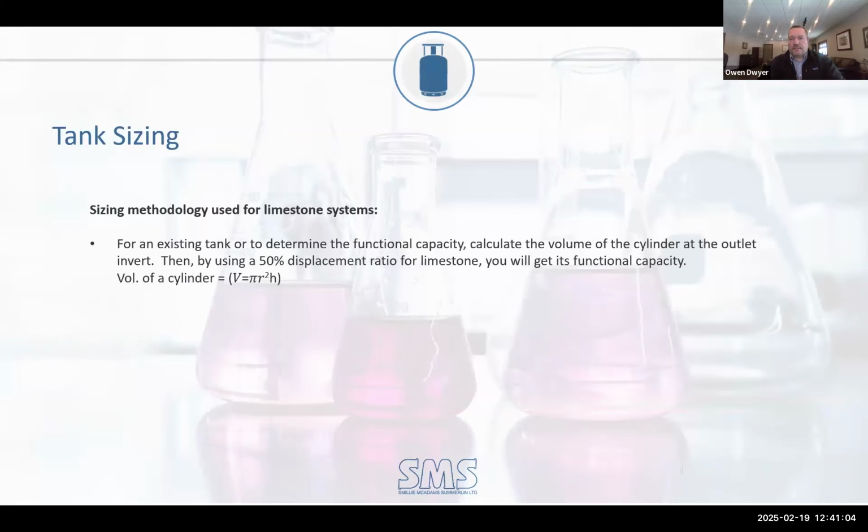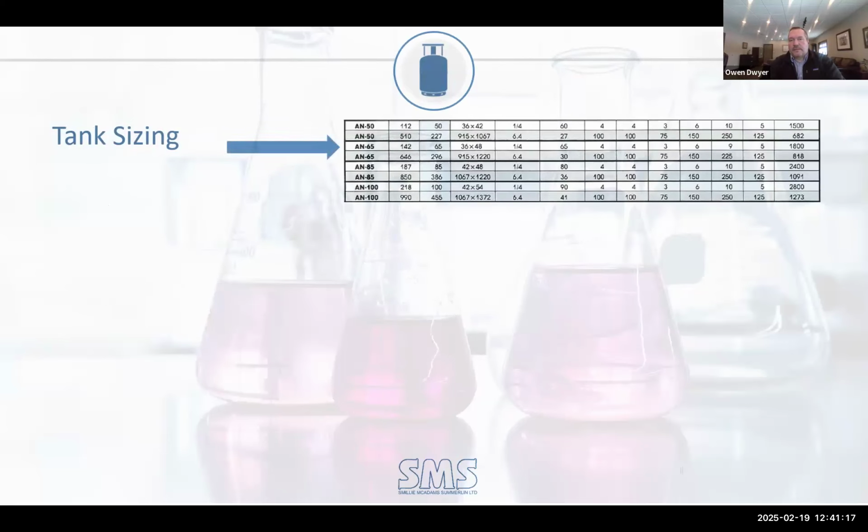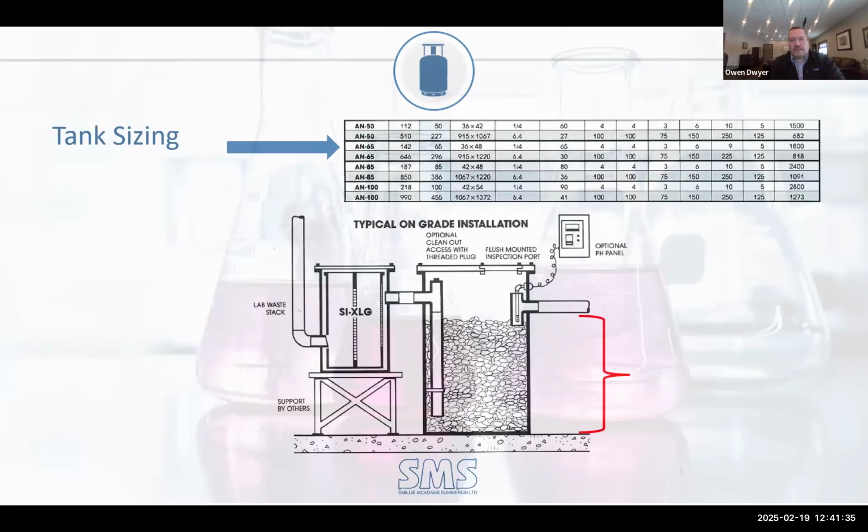What is that functional capacity? Exactly that. How much liquid can that tank hold? So for an existing tank, same thing, pi r squared h, and then you convert it into imperial or US gallons. Most companies will say an AN65. You can see the first number there, the 142. That's the empty tank size. So that tank that is 36 by 48 will hold 142 gallons, but the 65 is its functional capacity. So just be cautious of that. That highlighted red section is your functional capacity.